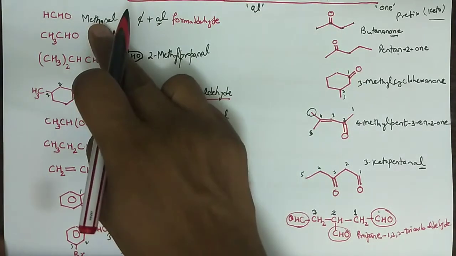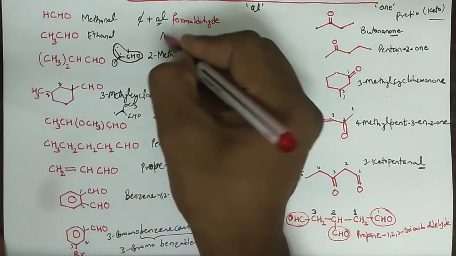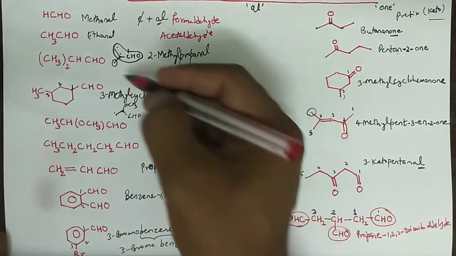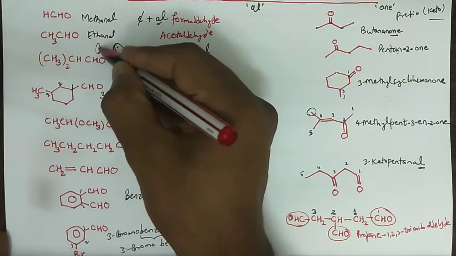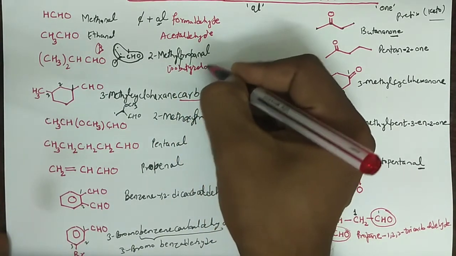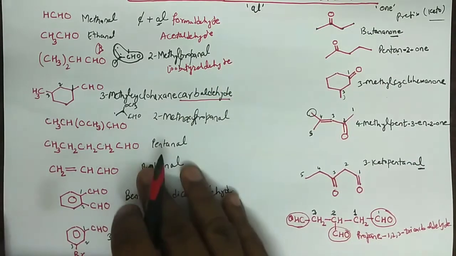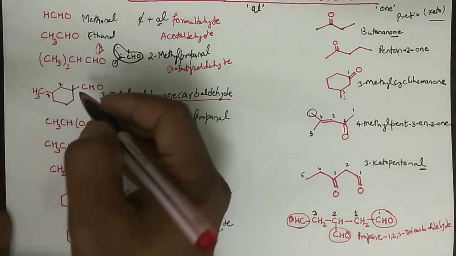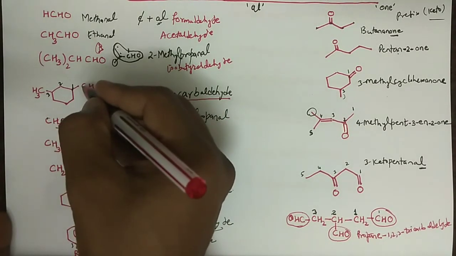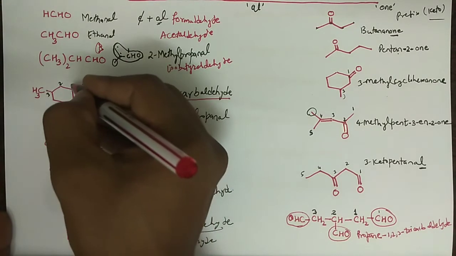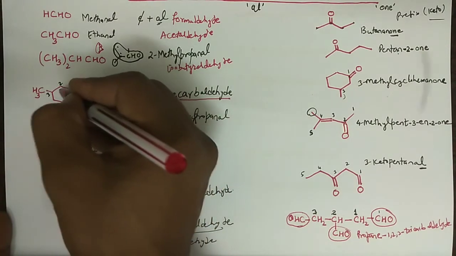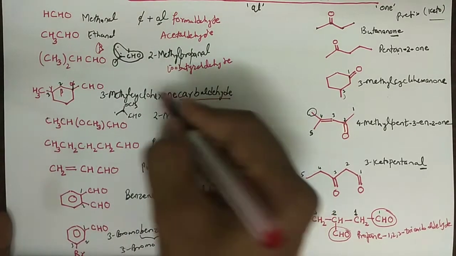So formaldehyde is the common name, and similarly this compound is more famous as acetaldehyde, right? Acetaldehyde. And this group where we get a Y shape, we call it isobutyraldehyde, right? And for this group you will have to go with this. The nomenclature for common names is that the carbon next to the functional group is known as alpha. This carbon which is next to the functional group is called alpha, then beta, then gamma.